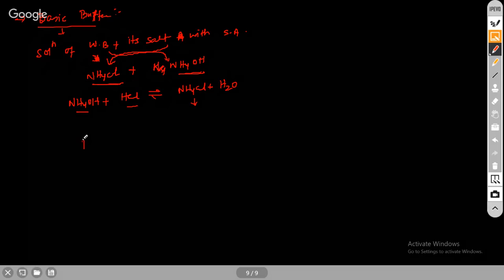And the formula of basic buffer is what? It gives a basic solution, so we write here pOH. pOH is equal to pKb plus log of concentration of salt by concentration of base. That is the formula we have. Here also we have the same thing. You have to analyze and see whether NH4OH and NH4Cl are present in the solution. Then only we can say it is a basic buffer.